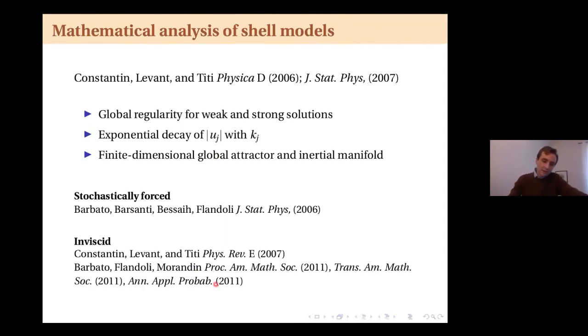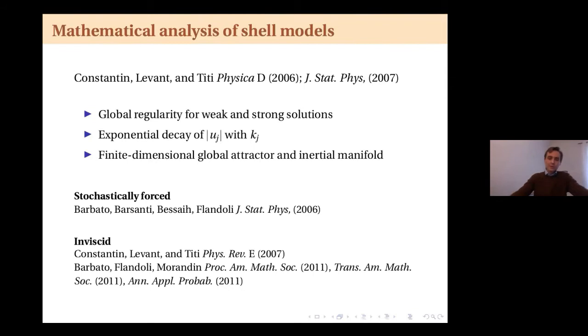In this set of papers, Flandoli and collaborators have studied, again, the inviscid shell model. They showed that there can be dissipative solutions, the energy of which decays in time, despite the fact that the viscosity is 0. And they also showed in this last paper that the presence of a stochastic forcing has a regularizing effect on the solutions when viscosity is absent.